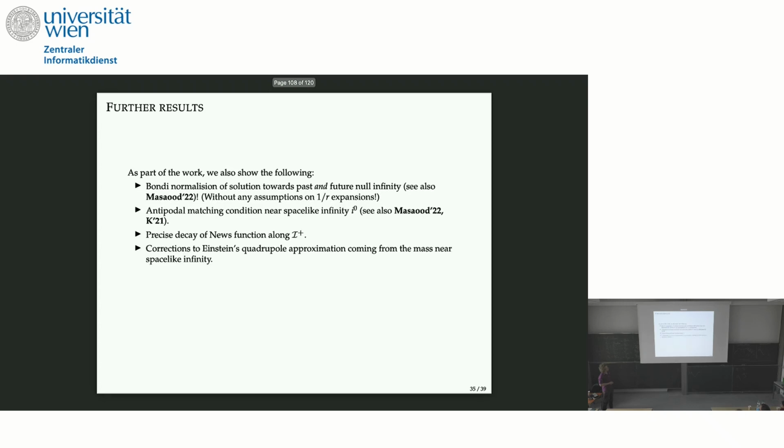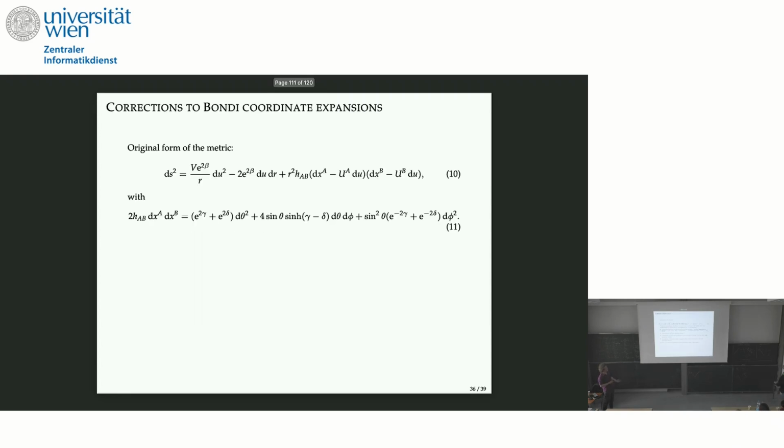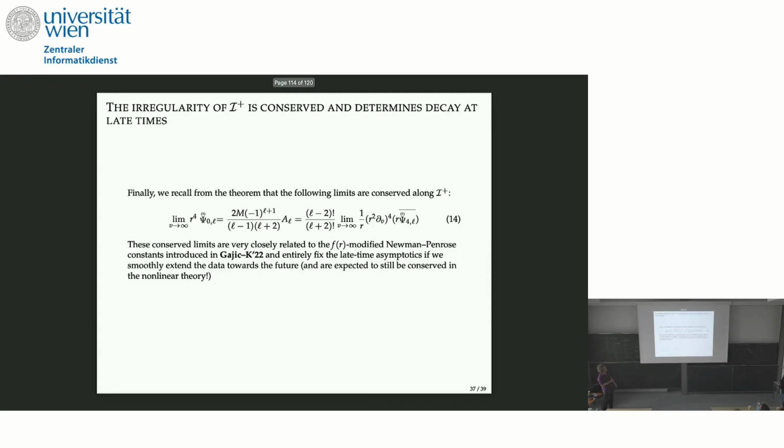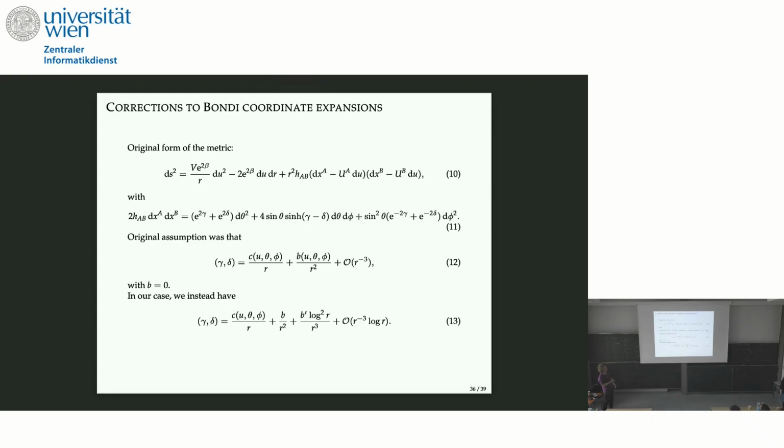So maybe I'll just skip over this. You can also prove Bondi normalization and typical matching condition, precise decay of the News function along scri plus, and you can upgrade it all to the nonlinear theory. The corrections to Bondi coordinates, if someone wants to ask after the talk: instead of making these 1/r expansions, you get these extra terms here. And I can end now, but do I have one more minute?